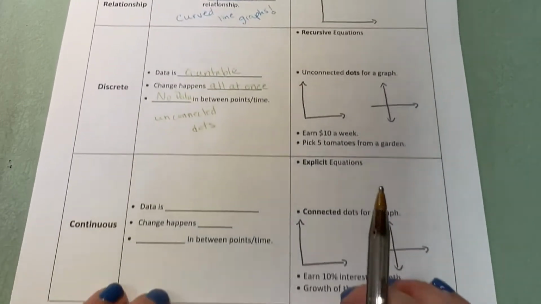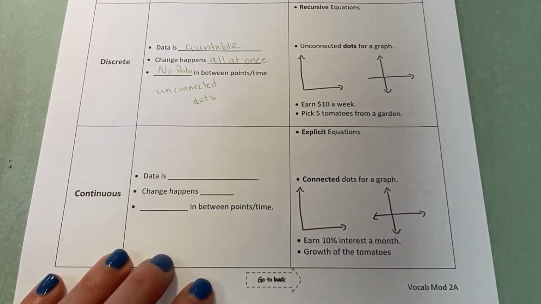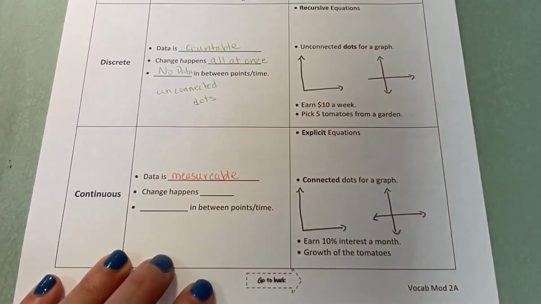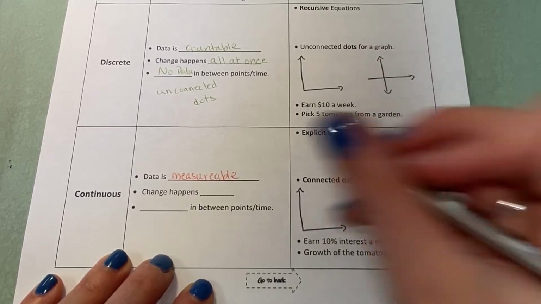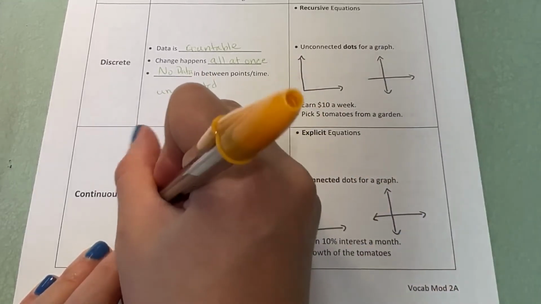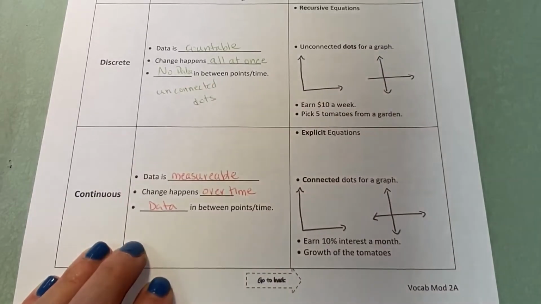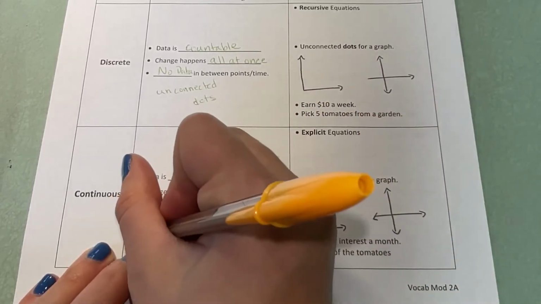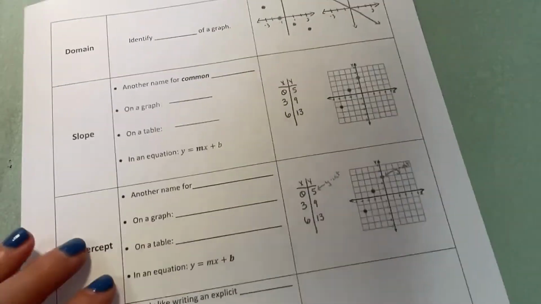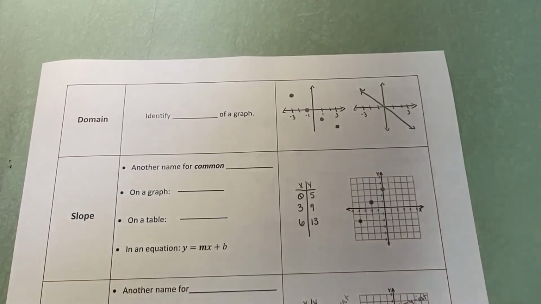Okay, next up we have continuous. Continuous data is measurable, all right? And that changes happen over time, and there is data between the points or the time. So this is where we have connected dots on the graph, okay? Okay, let's flip over to the back side and we're gonna talk about domain.